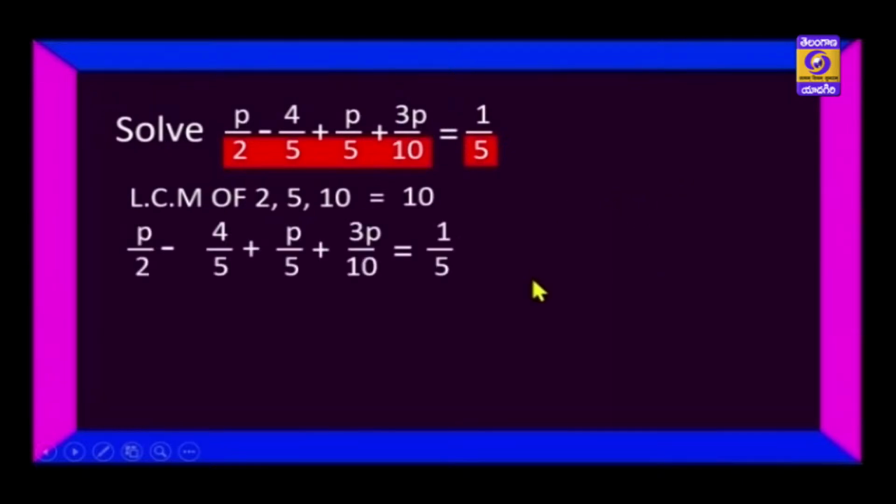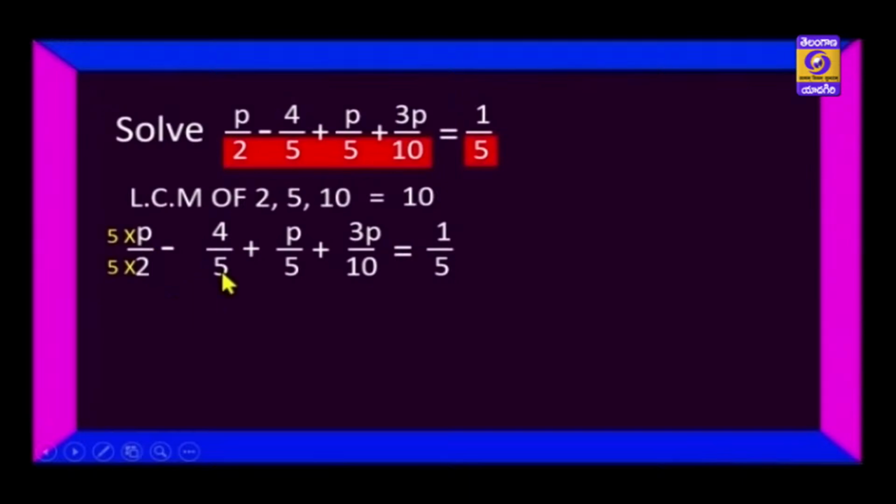That means in the linear equation all the denominators should be changed to 10. How do you change all the denominators to 10? Suppose this is 2. How do you change this 2 into 10? We just multiply with 5. And remember this important point: whatever operation you do to the denominator, the same operation we need to apply to the numerator also. So we are multiplying here with 5. So you multiply with 5 the numerator also.